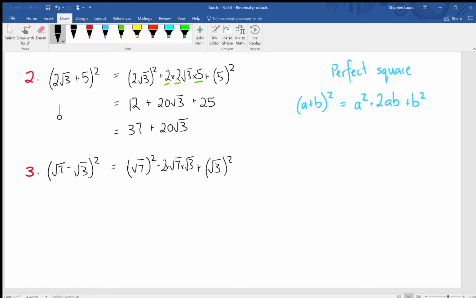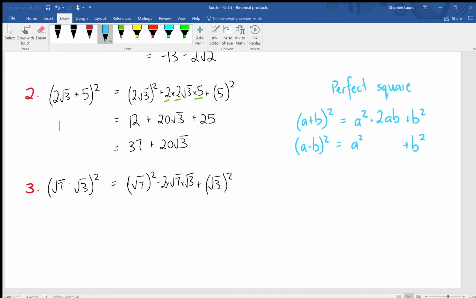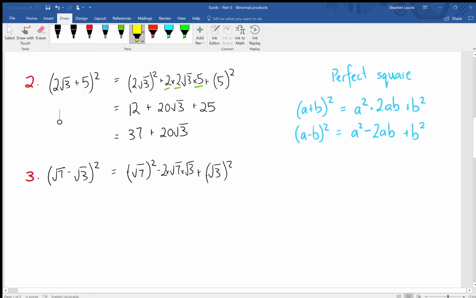Now just remember, just adding to the perfect square rule, if we have a minus b all squared, the expansion is essentially the same in that a squared and b squared are still positive, but we have a negative 2ab in the middle. And that's what I've done here. We have a negative middle term, whereas the squareds, the root 7 squared and the root 3 squared, they stay positive.